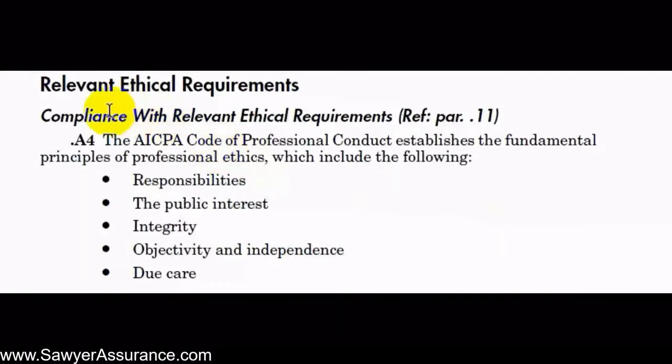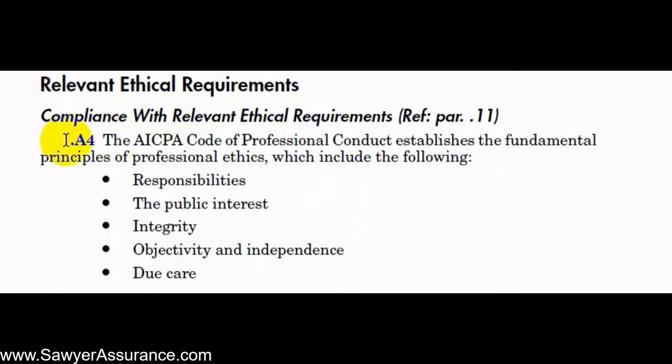So here we have the relevant ethical requirements down at AUC section 220.A4, and it says that the AICPA Code of Professional Conduct establishes the principles of professional ethics, and those include the requirement that we fulfill our responsibilities, that we act in public interest, that we act with integrity, that we have objectivity and independence, and that we act with due care. As I said, these are explained in more detail at AUC section 200.16. So if you're interested in learning more about these, then go to that video. But let's go back up to the requirement on independence.